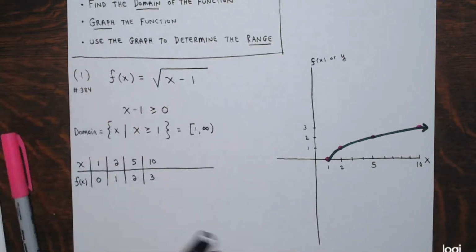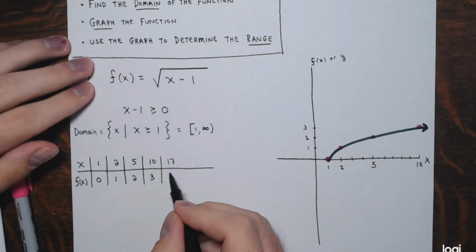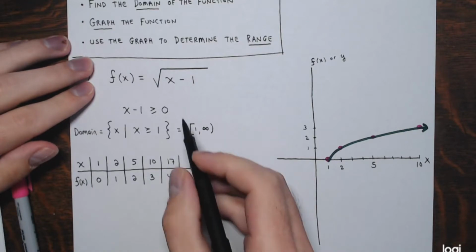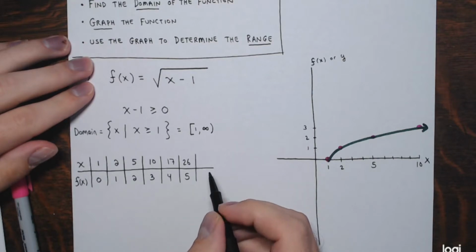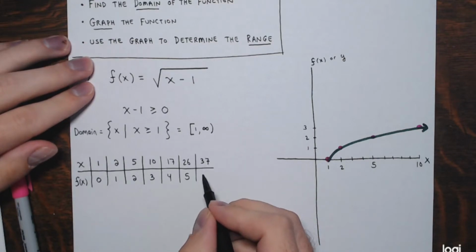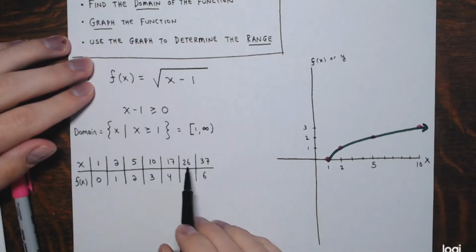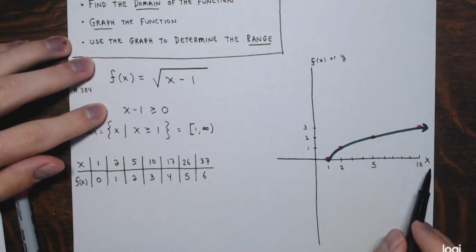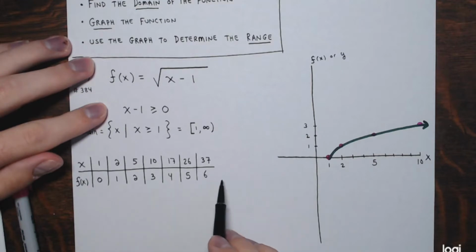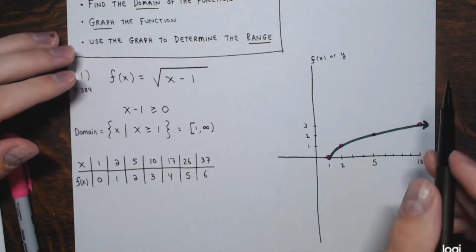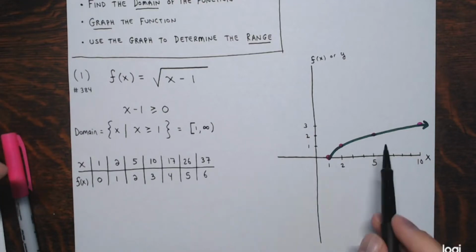If I could keep increasing the output, if I plugged in 17, you'd get 4. If you plugged in 26, you'd get 5. If you plugged in 37, you'd get 6. So that's going way out to the right. x equals 26, 37, way out to the right. But notice the value of the function keeps going up. 0, 1, 2, 3, 4, 5, 6. I could have it go up as high as I wish. It's just going up very slowly. So there's the graph.